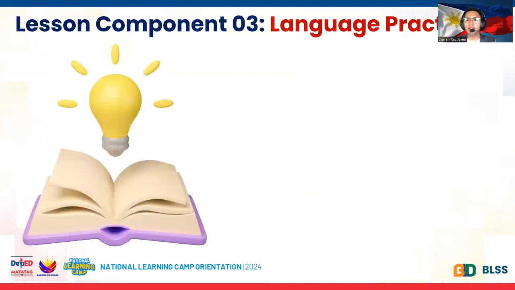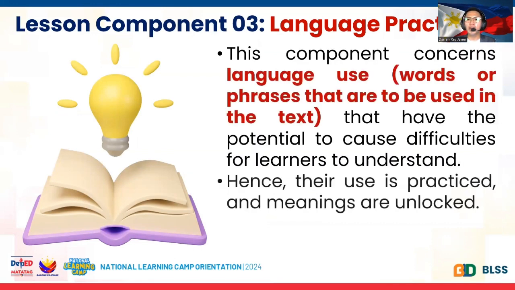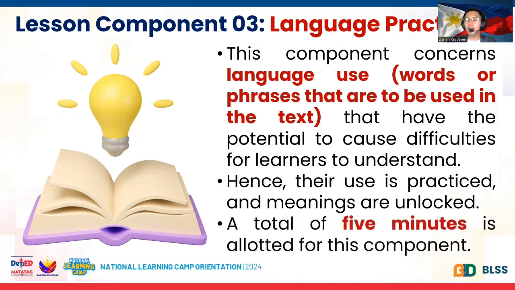For the third component, we have language practice. This component focuses on language use of words or phrases that can be found in the text. At the same time, these words have the potential to cause difficulties for learners to understand. Hence, their use is practiced and meanings are unlocked in this component. And a total of 5 minutes is allotted for this component.